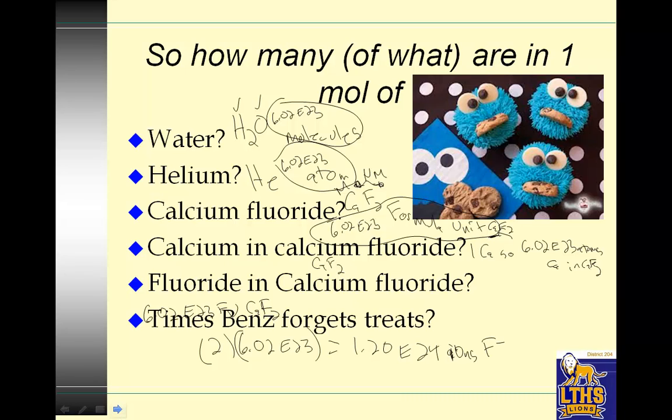That's a harder one. How many times does Ben forget treats? A mole of him forgetting is 6.02 E23 forgets. And one mole.